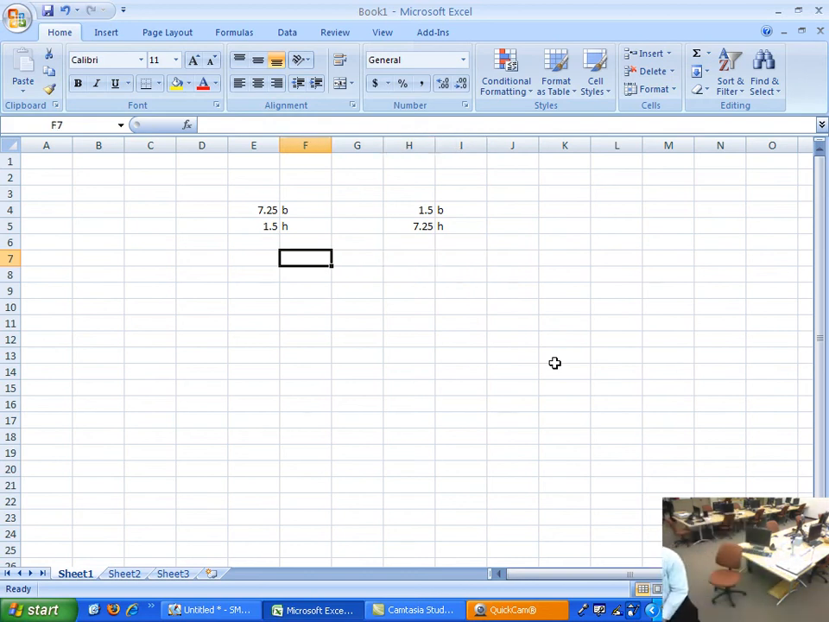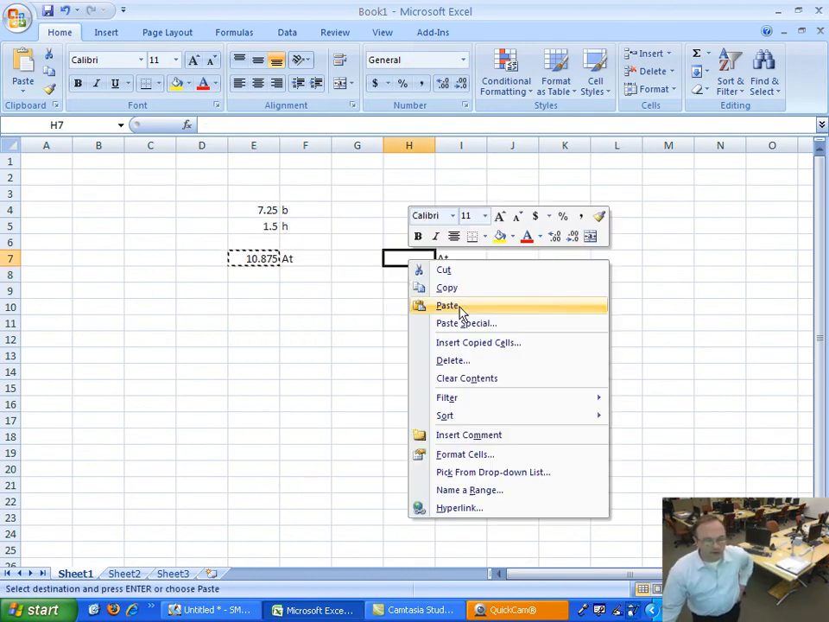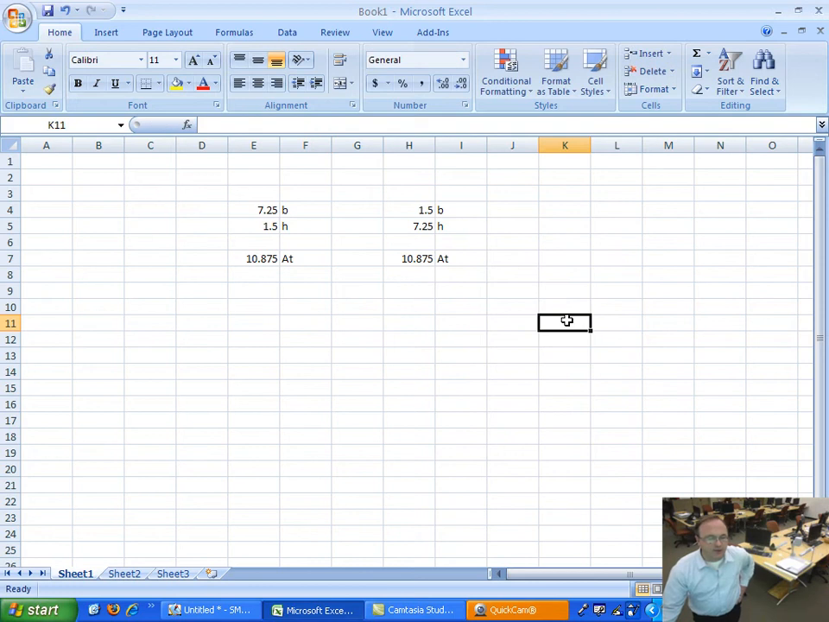What's the area total? Area total is base times height: 10.875 for case 1, and we apply the same thing over here. Case 2 is 10.875. So they have the exact same area.